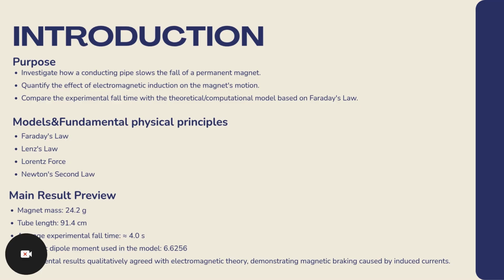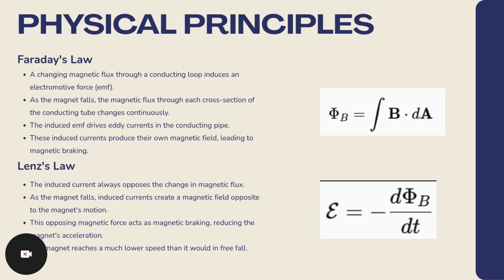To explain the magnet's motion, we used four fundamental physics principles: Faraday's law, Lenz's law, the Lorentz force, and Newton's second law. Our experimental flow time was about 4.0 seconds, and we will compare it with the simulation results later in the presentation. First, according to Faraday's law, a change in magnetic flux induces an electromotive force.